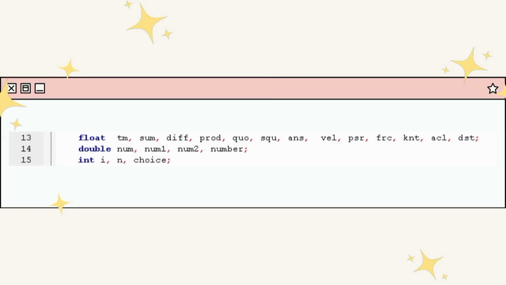Before starting to create codes, first we must declare variables using data types. We choose to apply float to declare the variables tm, sum, diff, prod, co, ans, vel, tsr, frc, knt, acl, and dst. We also use the data type int that has the variables i, n, number, num, and choice. And lastly, the data type double with the variables called num1 and num2.